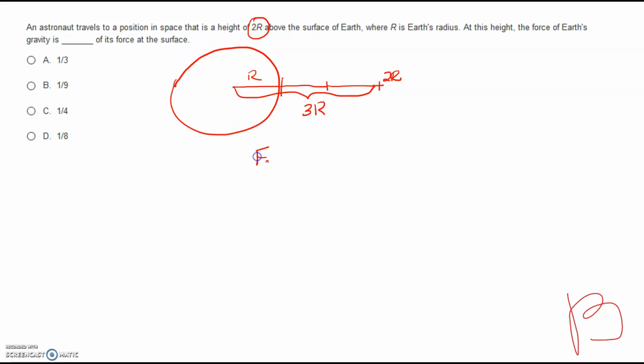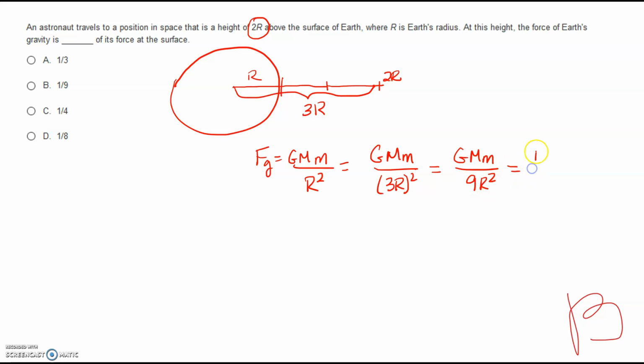So again, I'm going to use this. And the masses don't change. That's all going to remain the same. But down here, I'm going to plug in 3r squared, which gives me 9r squared, which is 1/9. So that's how I get B.